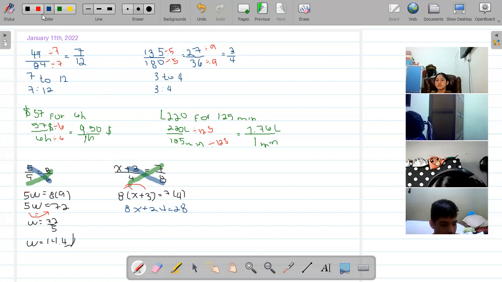The 4 is multiplying, the 24 is adding. So it goes to the other side subtracting. Subtracting. So I get that 8.